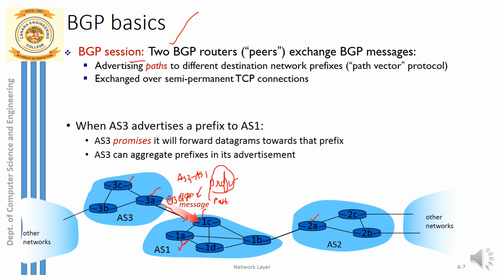You can call this the prefix, also the aggregate. So what is the meaning of aggregate? All these subnets have unique addresses which will be aggregated into one common prefix, and that common prefix is shared as advertisements.